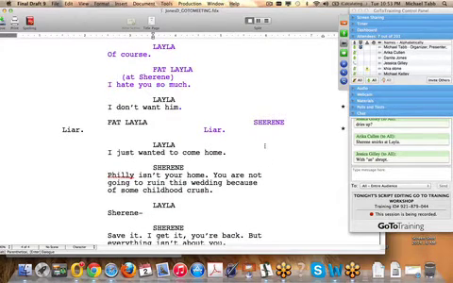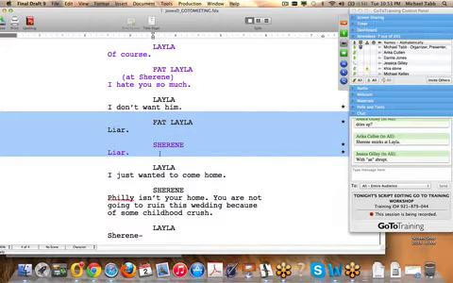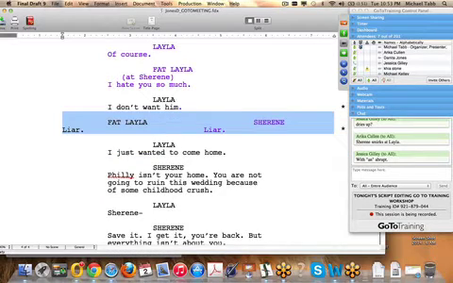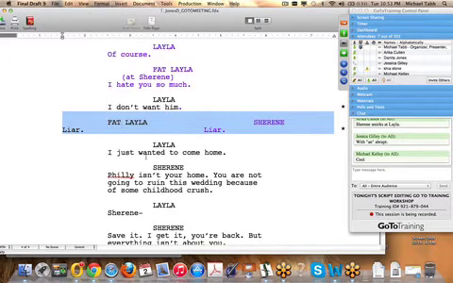How did you do that? It's magic. Side by side. You highlight the two dialogues you want set side by side at the same time. You hold down Command, and you hit D for dual dialogue, which means dialogue side by side. Or you would look down here under formatting. It's dual dialogue.